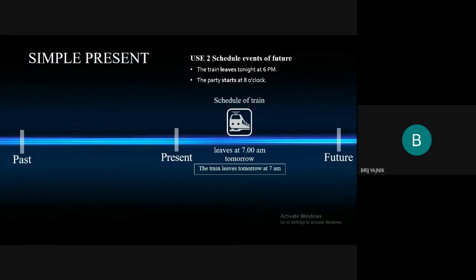For example, we all know that our class starts every Monday at 12:15. So I can say our class starts at 12:15 next Monday. Right. So I can even talk about that in simple present tense. So simple present tense is also used to talk about scheduled events of future. So you understand this very, very quickly. Let me give you one example.